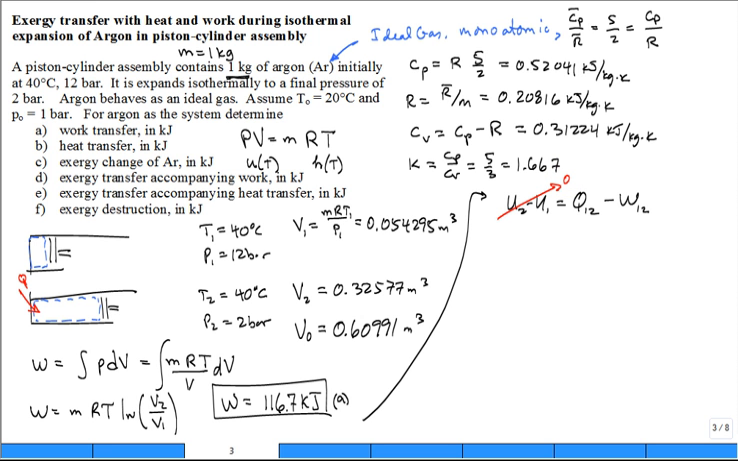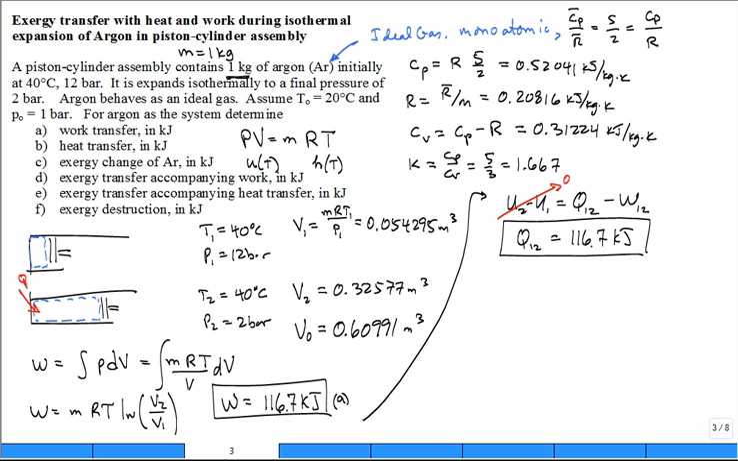Now we can see, look at Q1 to 2 is just W1 to 2, isn't it, from the energy balance? And so when we solve Q1 to 2, it's the same 116.7 kilojoules. This is a good review of Thermo 1. Everything up to this point didn't require any exergy, any new material out of Thermo 2.